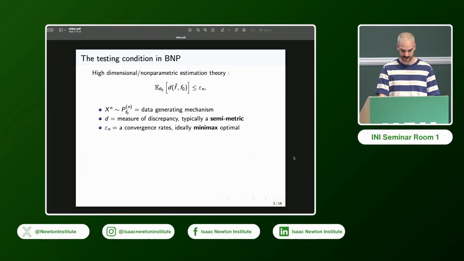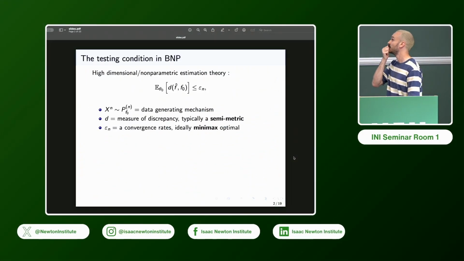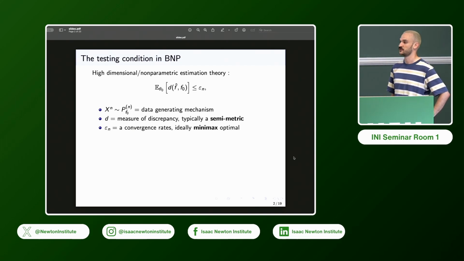So I'm going to talk about specifically nonparametric regression today. We had a little bit of that this morning, but I'll go in another direction, kind of. Basically, what I'm going to try to introduce first is something called the testing condition, which is a central kind of tool or problem, depending on how you look at it, in Bayesian nonparametric theory.